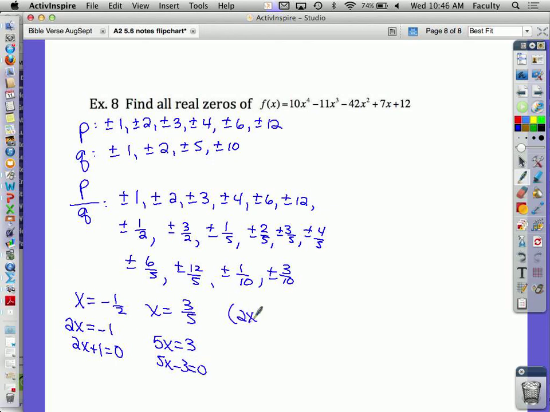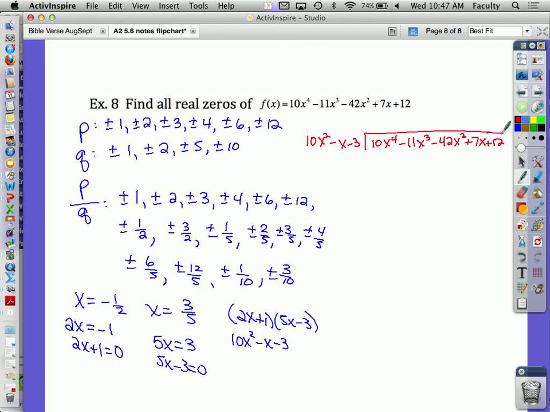So what I'm going to do is I'm going to multiply this out, okay? I'm going to take 2x plus 1 times 5x minus 3, and I get 10x squared minus 6x plus 5x is minus x minus 3. And then watch what I'm going to do. If I take my 4th power divided by a 2nd power, that's going to leave me with a quadratic, won't it? I can't do synthetic division because it's not divided by x minus a number. I have to go back to long division.